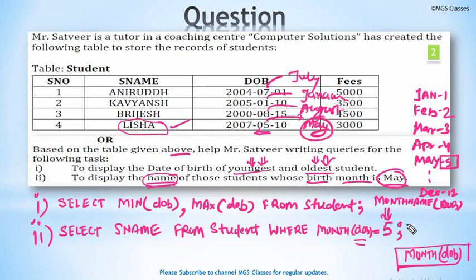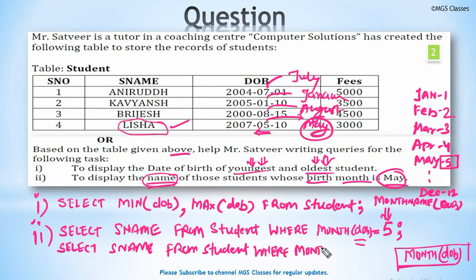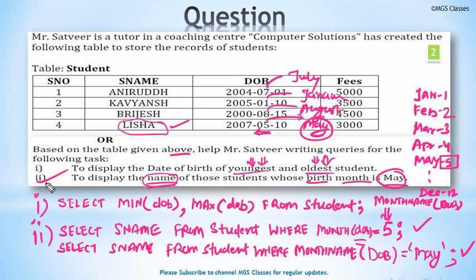So how can you write this query? The same query using the month name function. Select name, and then you will write from student, and then where month name of the DOB column equals May. That way also you can write this answer. So either you write this query or you write that query, both are the right answer for the second part.